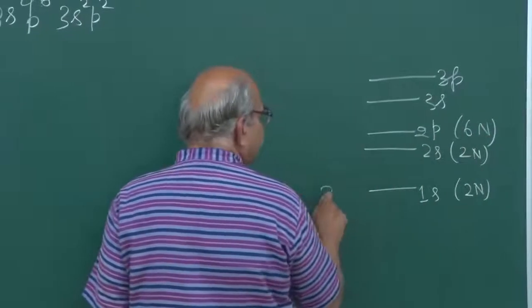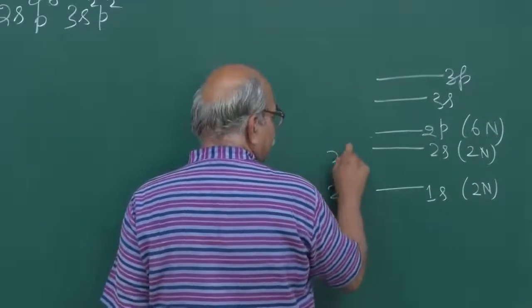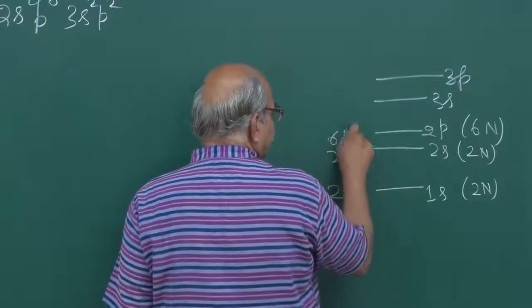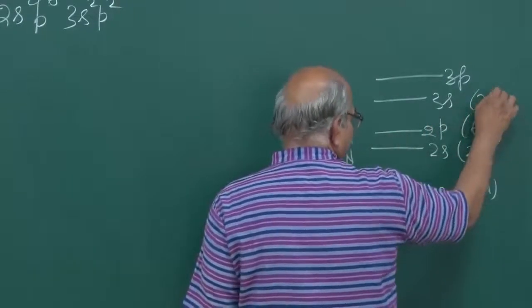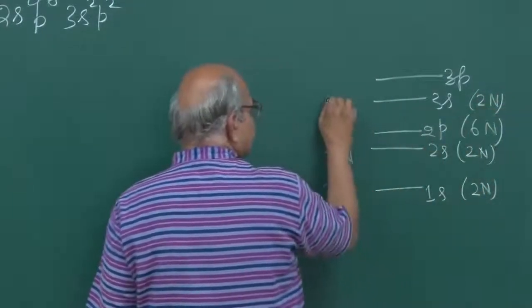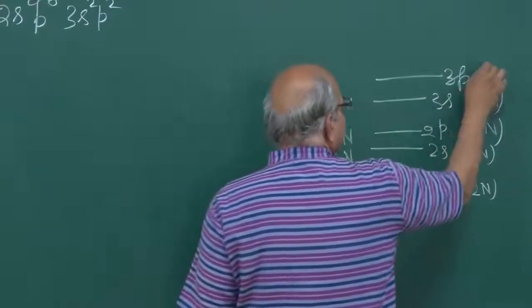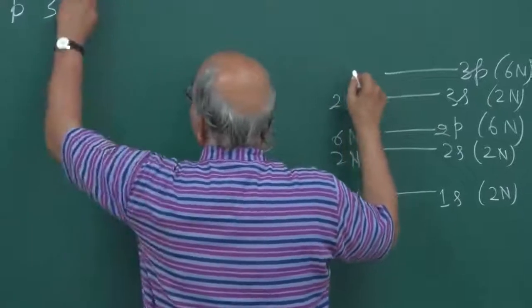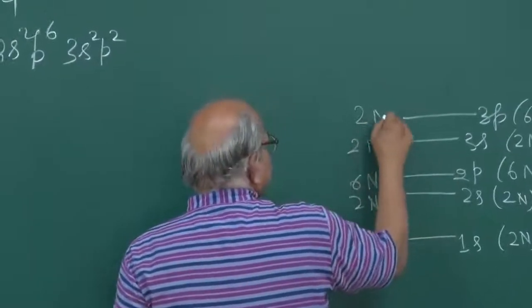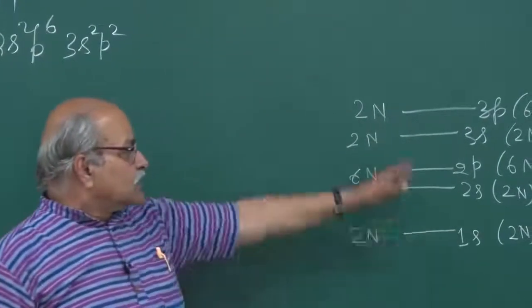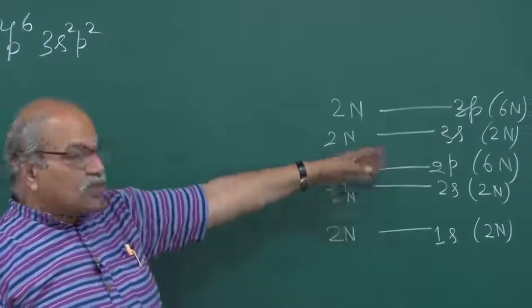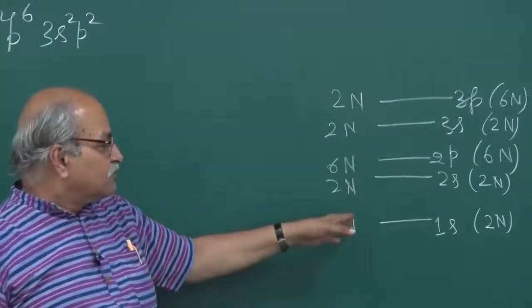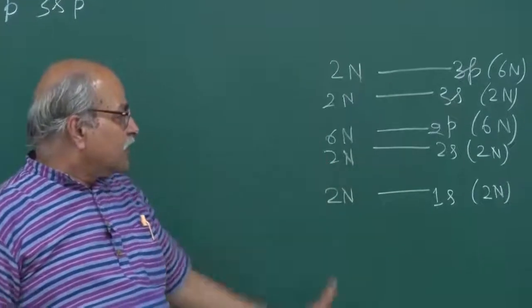These are all full. 3s, 2N quantum states, this is also full. And here you have 6N states, and only 2N will be filled. So this is how the occupancy of these quantum states will look.